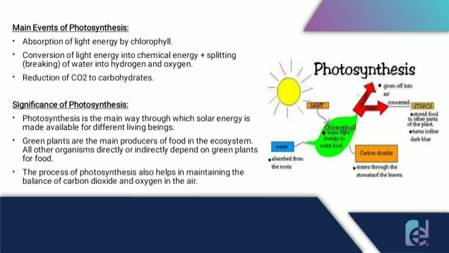Now let's check out the main events of photosynthesis. First, absorption of light energy by chlorophyll. The very first step is that chlorophyll absorbs the light energy from the sunlight. Then conversion of light energy into chemical energy and splitting of water into hydrogen and oxygen. Then reduction of carbon dioxide to carbohydrates. So these are the three main events in the process of photosynthesis.